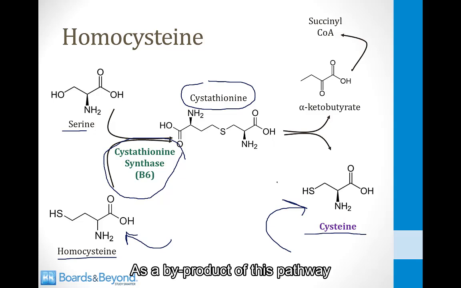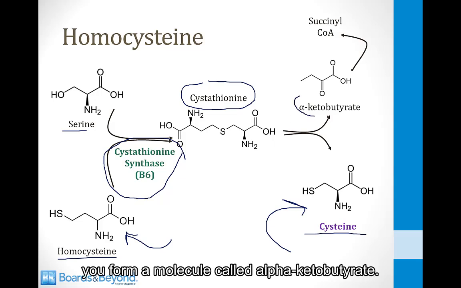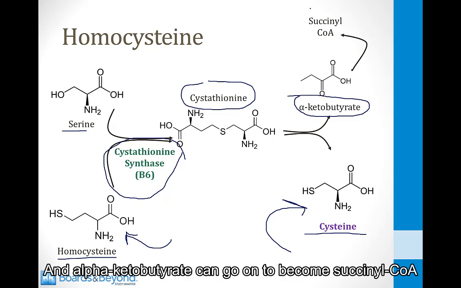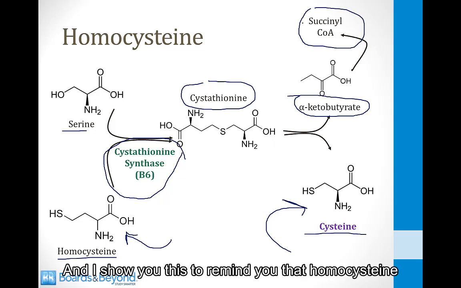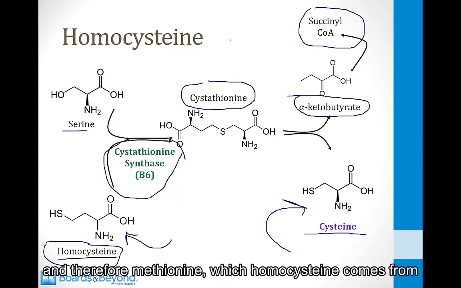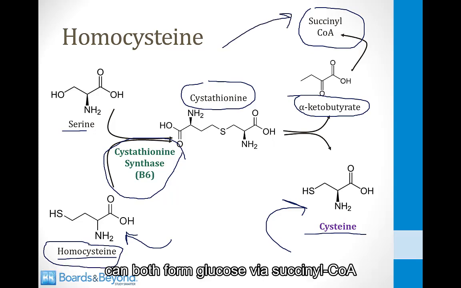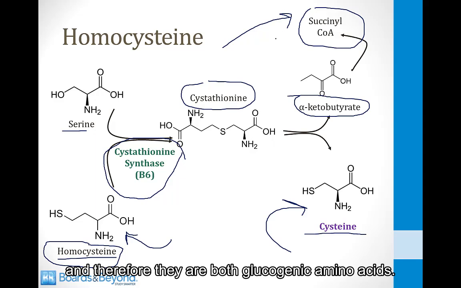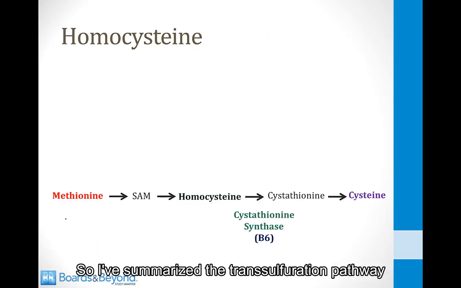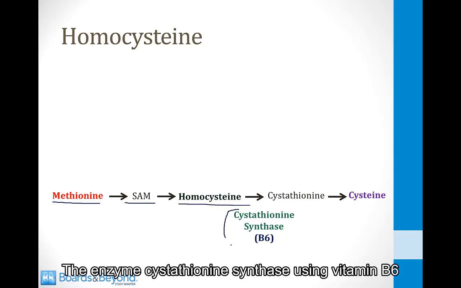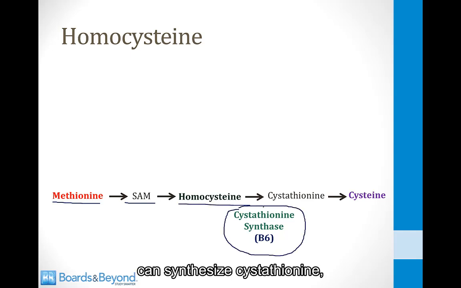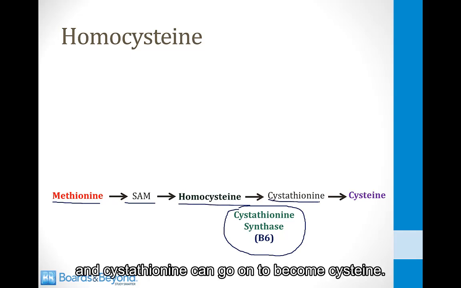As a byproduct of this pathway, you form a molecule called alpha-ketobutyrate, and alpha-ketobutyrate can go on to become succinyl-CoA and enter the TCA cycle and become glucose. And I show you this to remind you that homocysteine, and therefore methionine, which homocysteine comes from, can both form glucose via succinyl-CoA, and therefore they are both glucogenic amino acids. So I've summarized the transsulfuration pathway on the screen here. Methionine can be converted to SAM. SAM can become homocysteine. The enzyme cystathionine synthase using vitamin B6 can synthesize cystathionine, and cystathionine can go on to become cysteine.